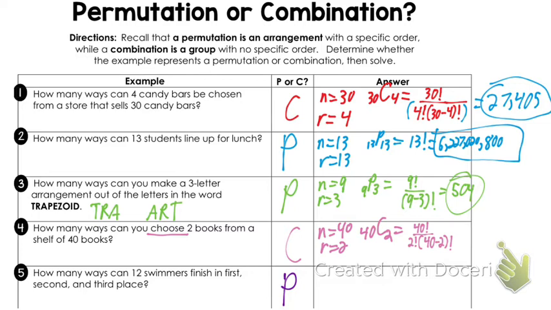Can somebody help me set this one up? Go ahead, Courtney. n equals 12 and r equals 3. And so 12 factorial divided by (12 minus 3) factorial. Very good. And this is 12P3, or 12 pick 3. Questions on that setup at all?